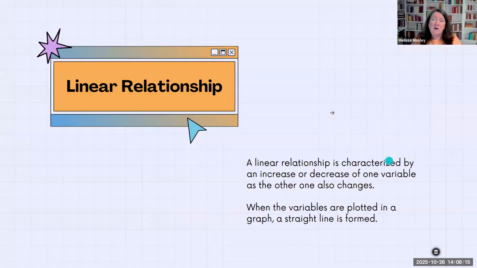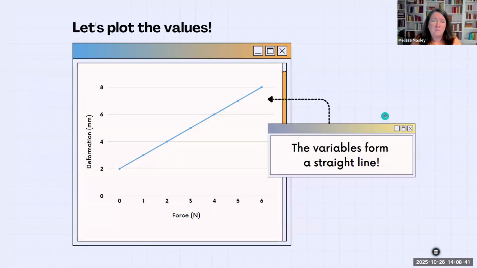That's our big question. To answer that question, we need to know a little bit about a linear relationship. We know that a linear relationship is characterized by an increase or a decrease of one variable as the other variable also changes. So when the variables are plotted in a graph, we see that a straight line is formed. So let's look at a linear relationship.